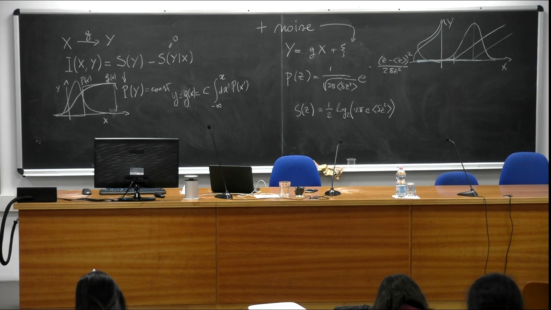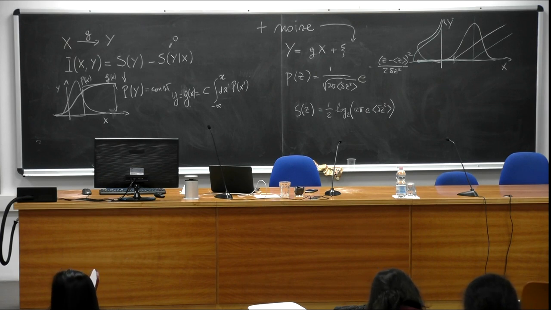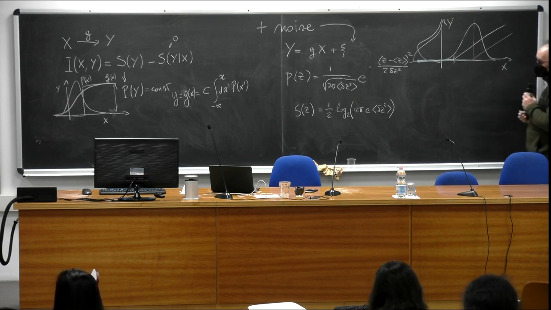So that depends on where the threshold of the neuron falls, if we have a threshold linear neuron. Okay, so, thank you. So we can move forward.